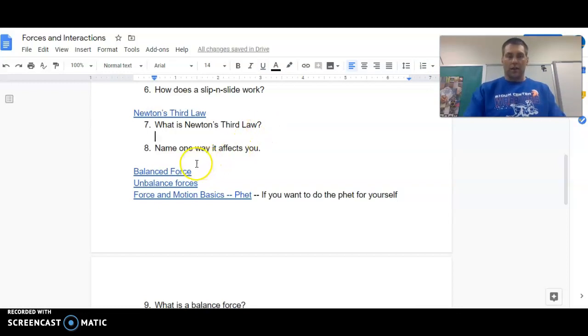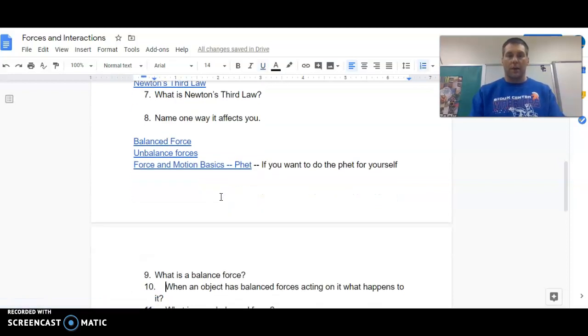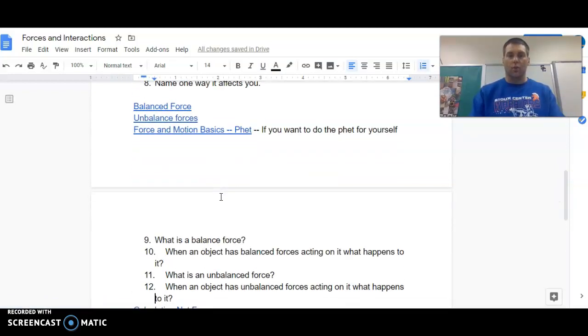So the next one there, balanced forces, unbalanced forces, force and motion. The unbalanced force video there talks about a PhET. We've done some PhETs before. They're simulations. So if you would like to click on the PhET and go through it yourself or play around with it, a lot of you like to do that. We did some things like that throughout the course of the school year when we were together. And so you have an opportunity to have some access to that as well.